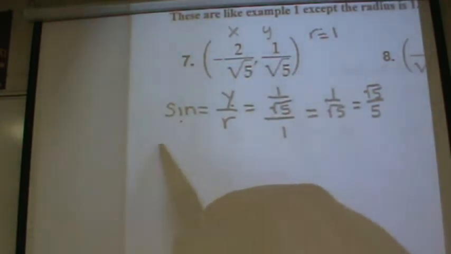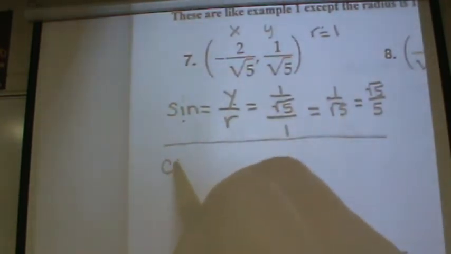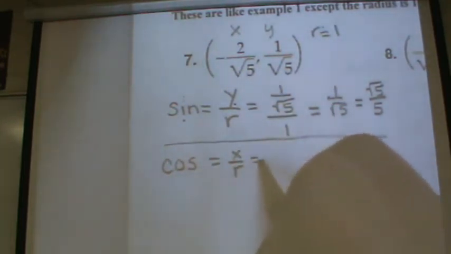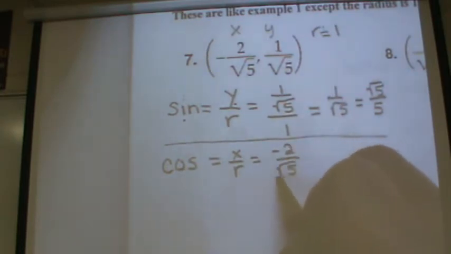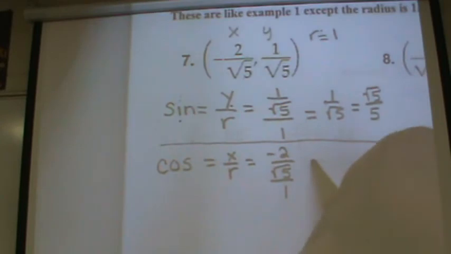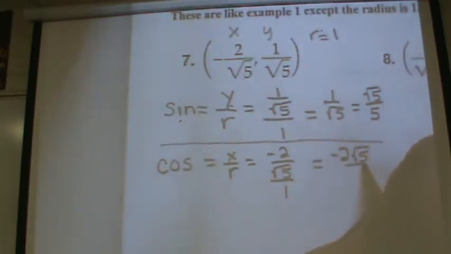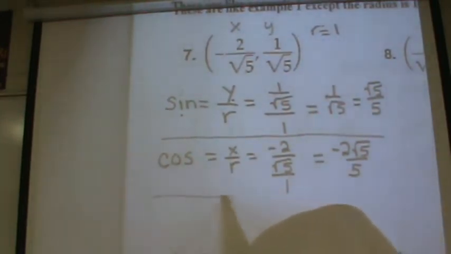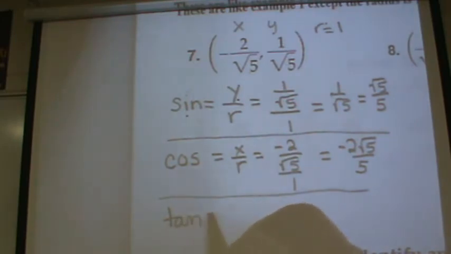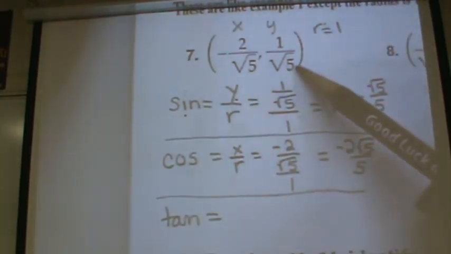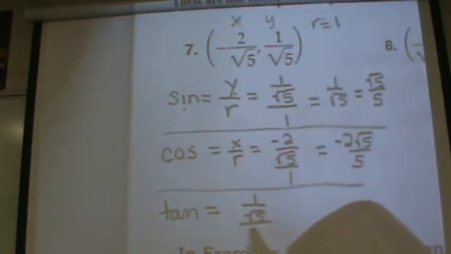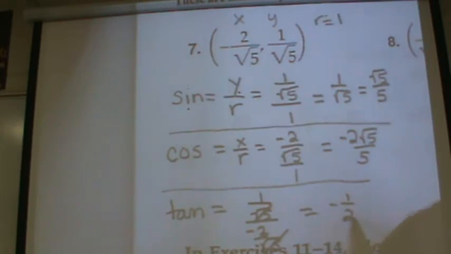How about cosine? Cosine is x over r. So it'd be negative 2 over root 5 over 1, which is negative 2 over root 5, which is negative 2 root 5 over 5. Are you guys getting this? And then how about tangent? Tangent is 1 over root 5 over negative 2 over root 5. You know what happens to the root 5s? They cancel, and you end up with negative 1/2 as your answer.